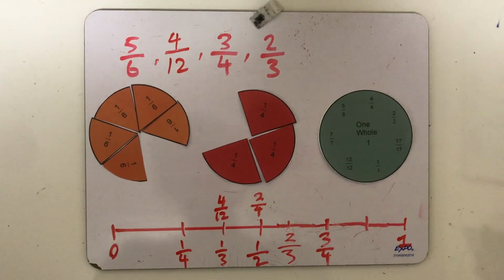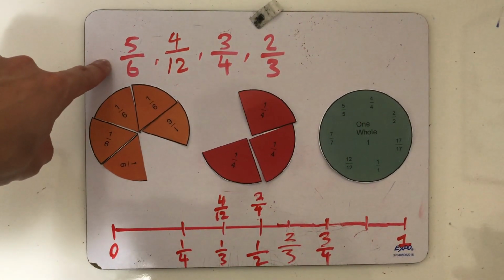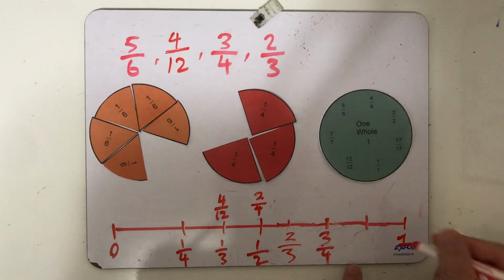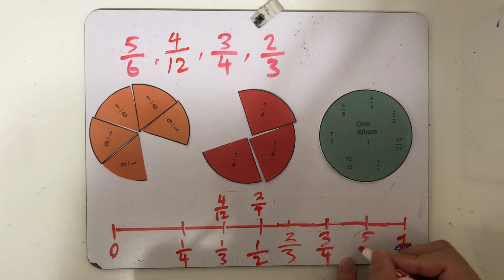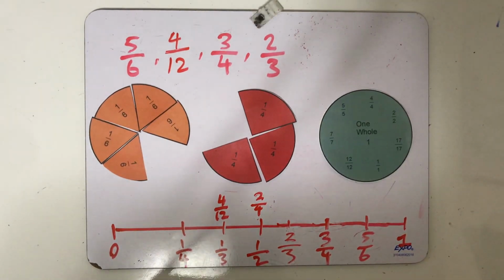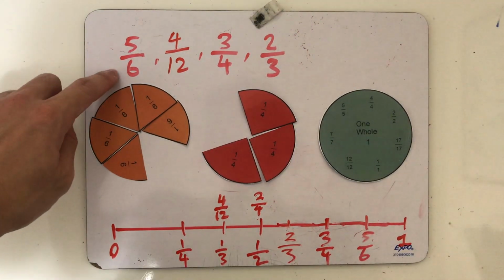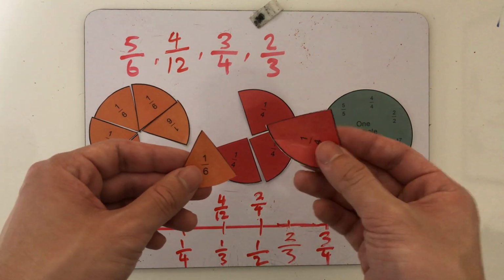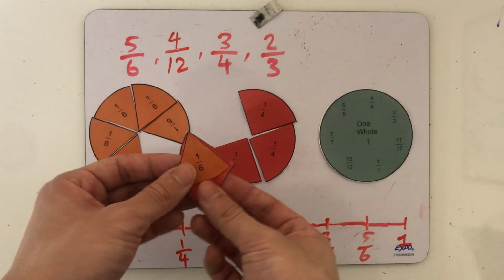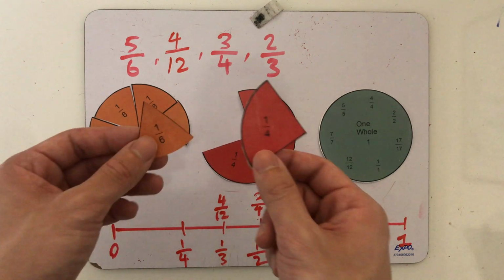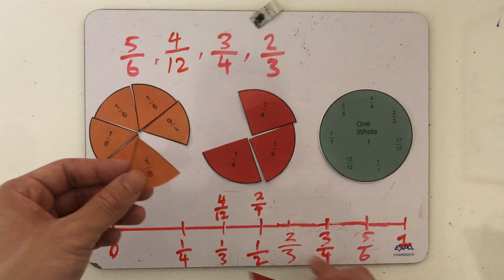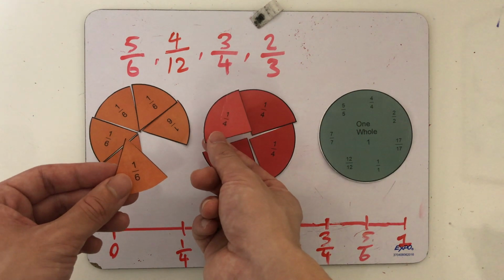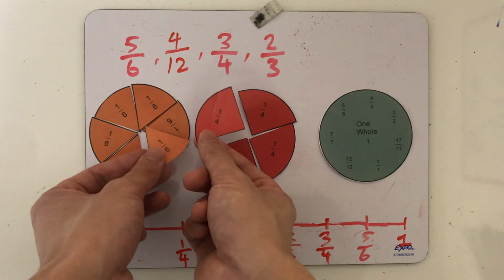Now let's use the same logic and see where 5/6 belongs. I'm going to say 5/6 should be right between 3/4 and one whole. Now that's the case because in 5/6 we're just missing 1/6, and in 3/4 we're missing 1/4. Now that means 3/4 should be further away from one whole than 5/6 is, because the missing piece is larger in 3/4 than it is in 5/6.